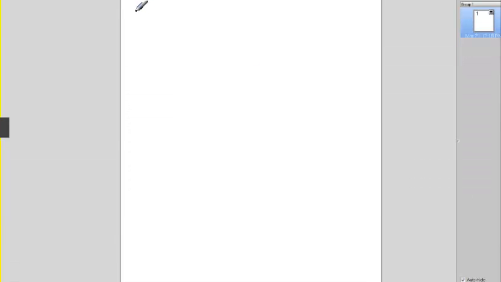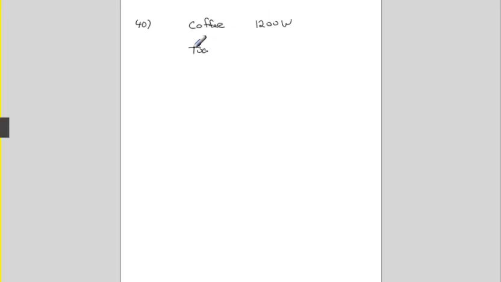Okay, this is problem number 40 in chapter 18, and it's on page 622. We have three particular appliances in a kitchen. We have a coffee maker, which is rated at 1200 watts. We have a toaster, which is rated at 1100 watts.